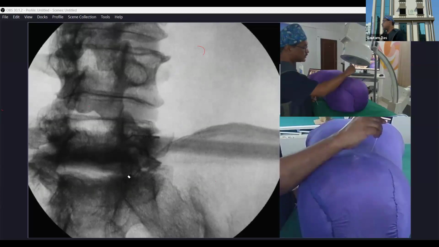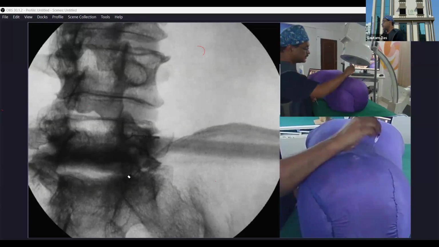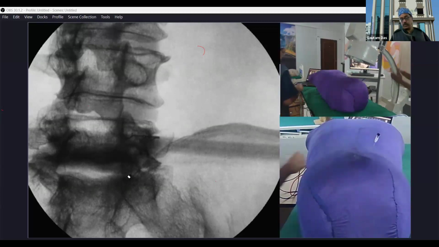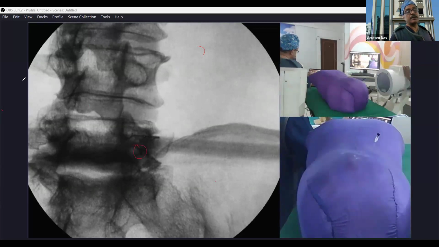Okay, now it is nice tunnel vision. I'll be advancing further. And now I'll be going back to lateral view. So my needle was here. This is my needle, below the pedicle.